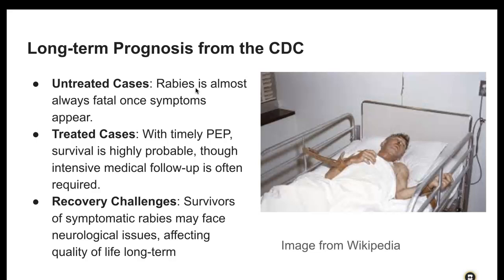It was hard to find a lot of pictures for this, but on long-term prognosis, and this is according to the CDC, if it's untreated, rabies is almost always fatal when symptoms appear. If you get treated in a timely fashion, within 72 hours, survival is highly probable, though intensive medical follow-up is often required. As for recovery challenges, survivors of symptomatic rabies, if you don't get PEP and you do survive, which is not really a thing, would have intense neurological issues affecting the quality of your life long term.